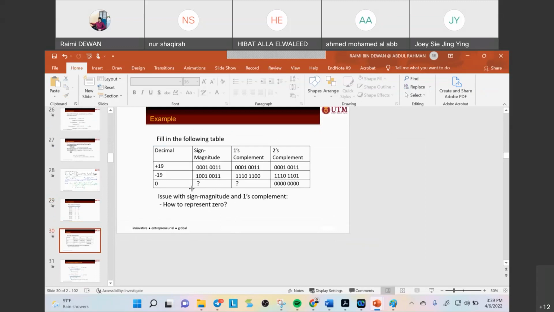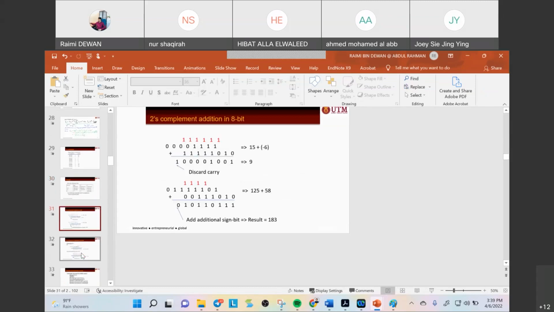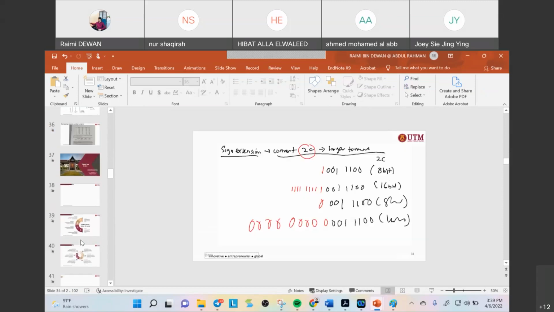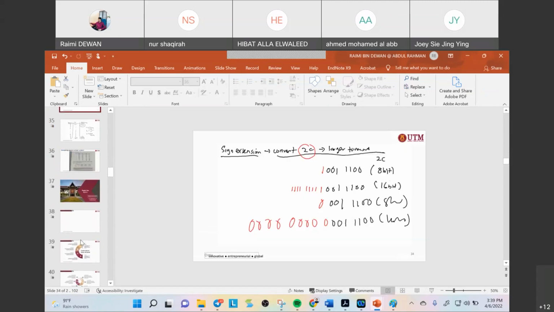As your exercise: in sign magnitude, how do you represent 0, and in ones complement, how? In sign magnitude we have a problem, right? For 0, we have positive 0 and negative 0. This one should be okay. The last part of the module is asking about binary.